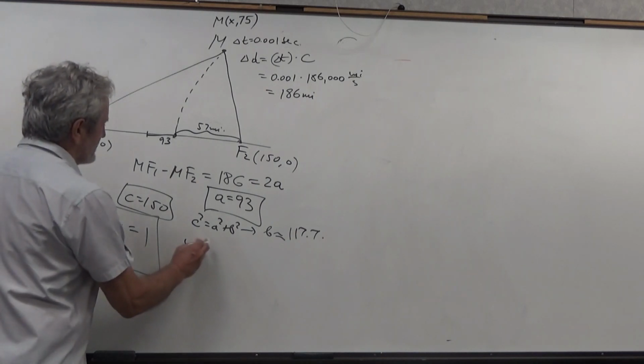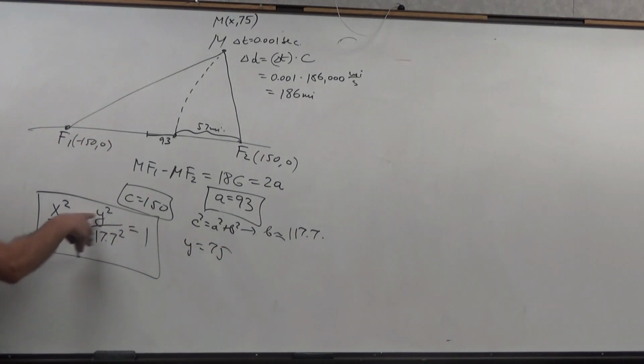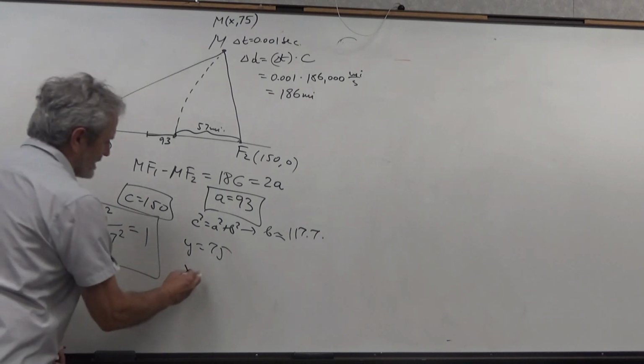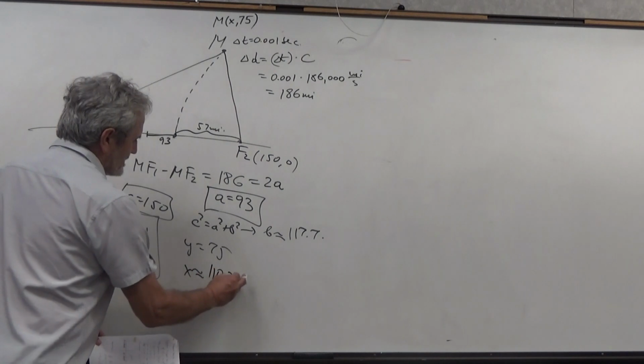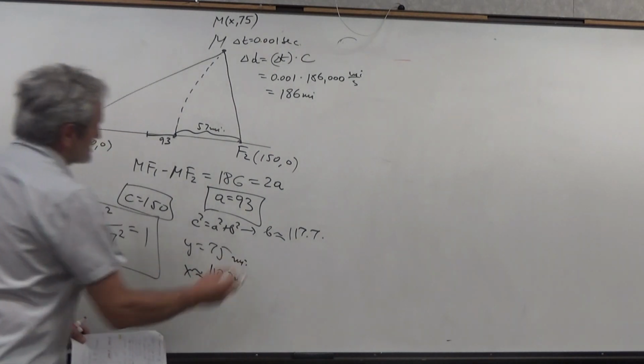And then just one more thing: where is that boat currently, if we know the y coordinate? If y is 75, then when we plug 75 into this equation and solve for x, we get that x is approximately 110.3 miles. So here it is.